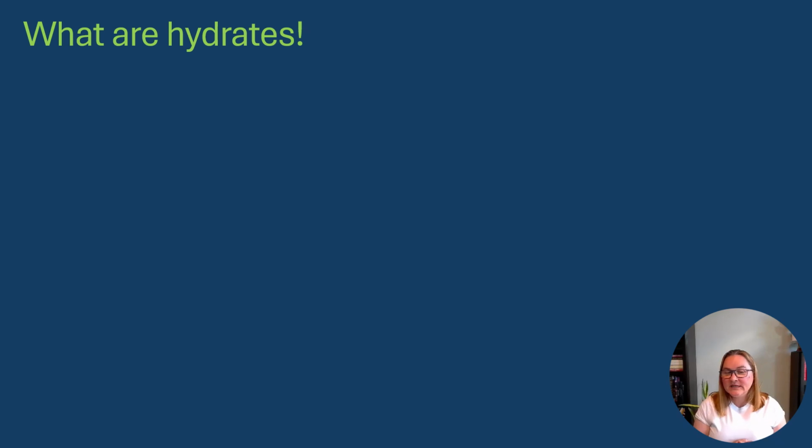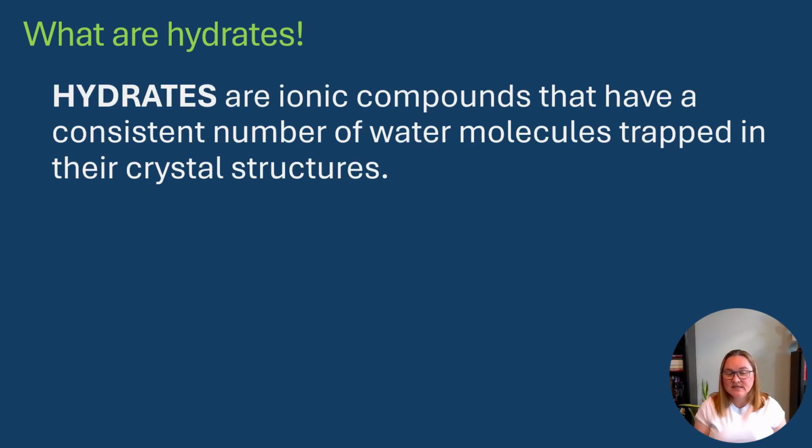I'm sure at this point you're asking yourself what could be so different about hydrates that they need their own naming rule. Hydrates are ionic compounds, either type 1 or type 2 compounds, that have water molecules trapped inside of their crystal structures. The waters get trapped as the ions in the salt are coming together.